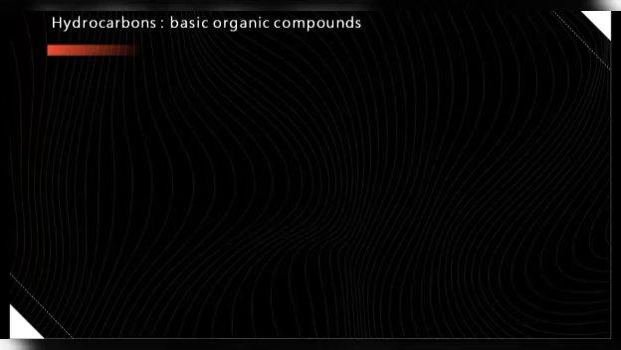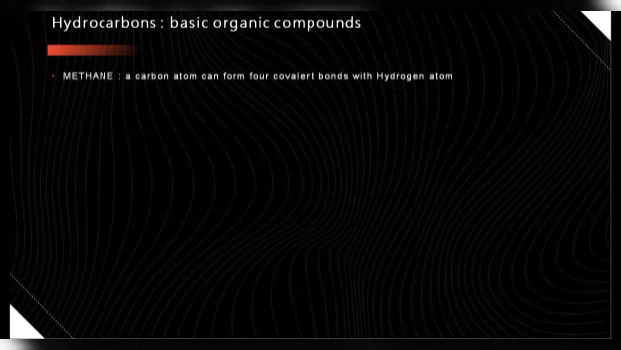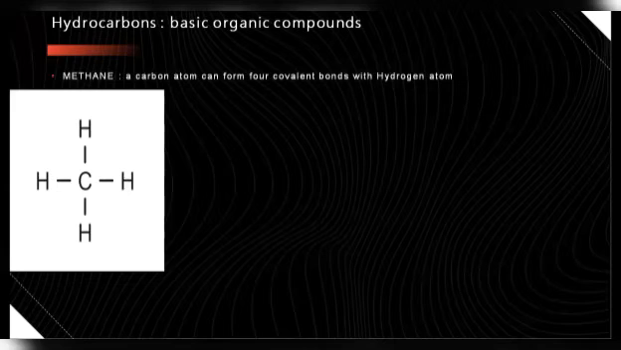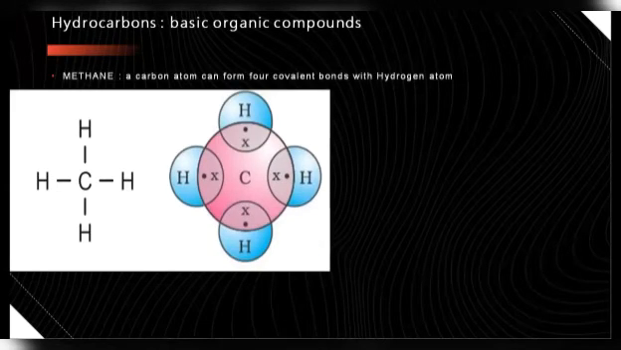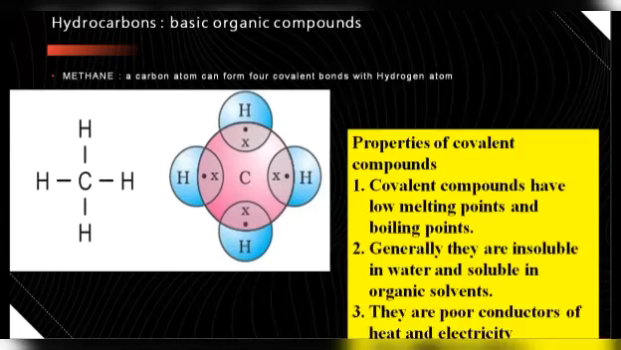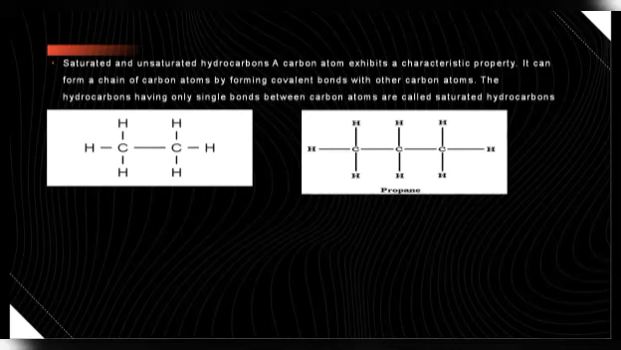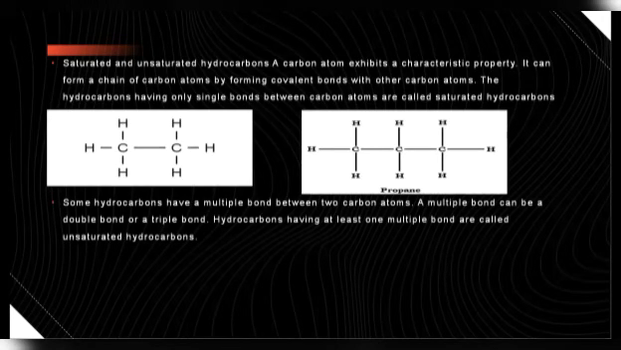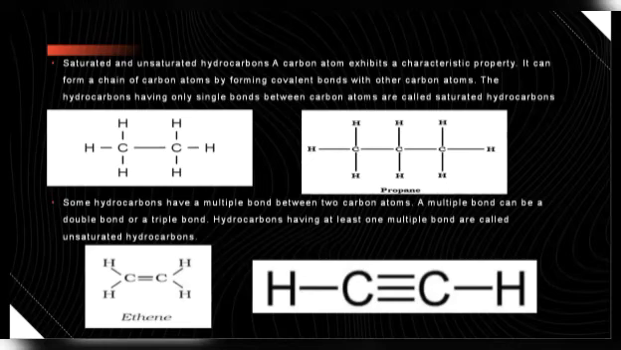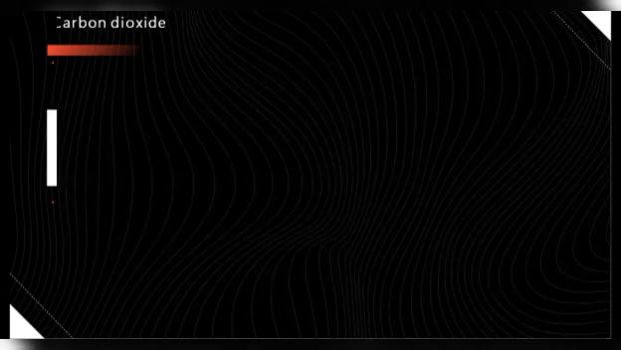Let us now look at hydrocarbons. Along with carbon, the element hydrogen is also included in most organic compounds. The compounds formed from only carbon and hydrogen are called basic organic compounds. Hydrocarbons can be saturated and unsaturated. A carbon atom exhibits a characteristic property. When a hydrocarbon forms a single bond, it is called saturated hydrocarbons. But if they are forming multiple bonds such as double bonds or triple bonds, it is known as unsaturated hydrocarbons. They are ethene, propene, propyne, etc.